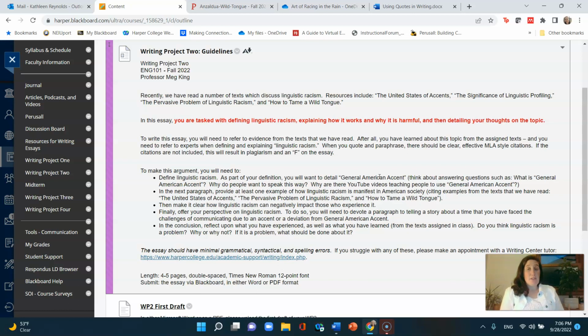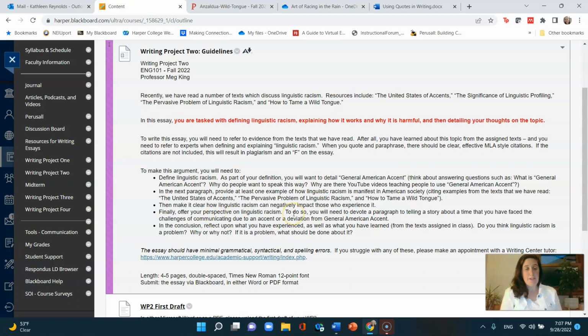And there were definitely sections of those two readings, the pervasive problem of linguistic racism and the United States of Accents, where you could find some of those definitions. The next one is at least one example of how linguistic racism is manifest in American society. So you're supposed to use an example from one of the texts. You could probably use more than one example there also if you'd like to mention more than one.